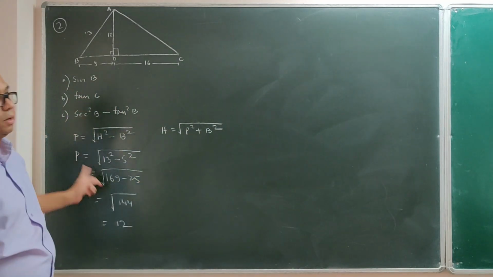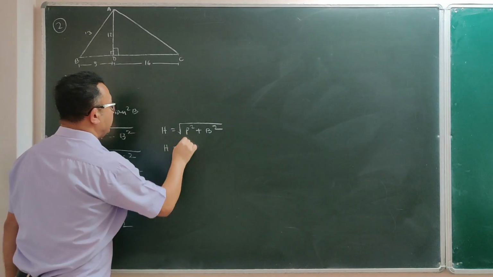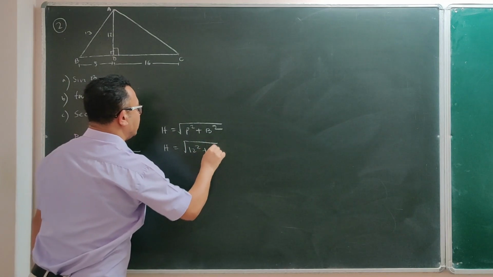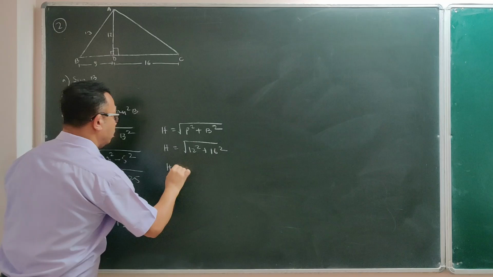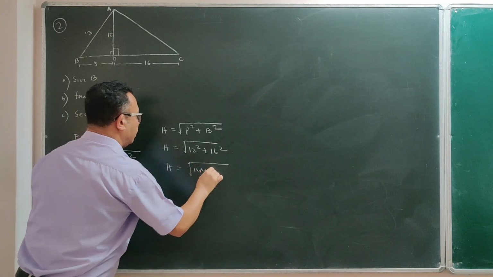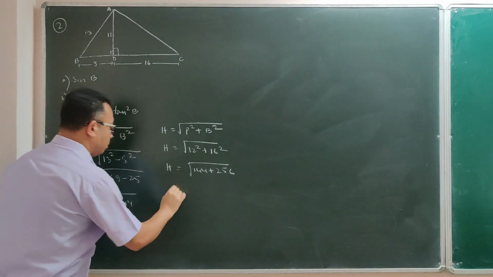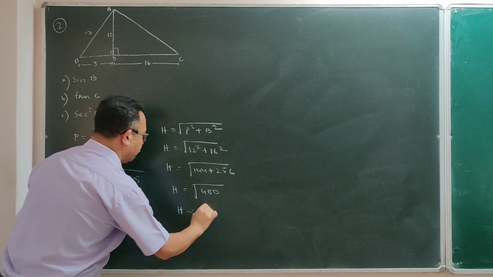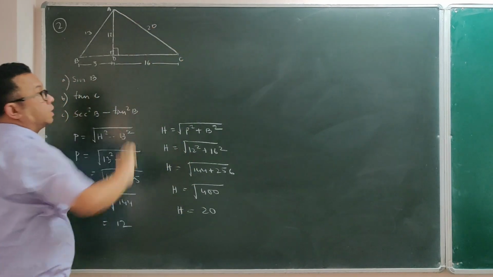You have to add, whereas for the perpendicular or base you have to subtract from the hypotenuse. So hypotenuse is equal to the root of perpendicular square, 12 square, plus base square, 16 square. 12 square is 144, 16 square is 256. So hypotenuse is equal to the root of 400. The square root of 400, as you know, is 20. So there you go, even this side of the triangle we know.